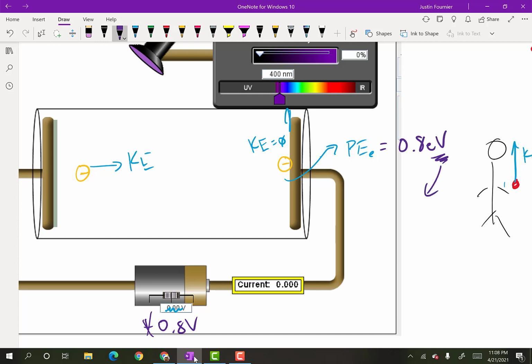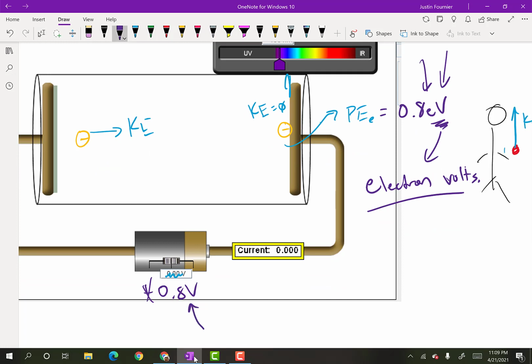eV, this is electron volts. It's a measurement of energy. It's like saying joules. It's just a different way to mention it. And what it is is the amount of volts it takes to stop an electron. That's literally what it means. It's the amount of voltage it takes to stop an electron. How much voltage did it take to stop the electron? 0.8, hence why it has 0.8 eV.